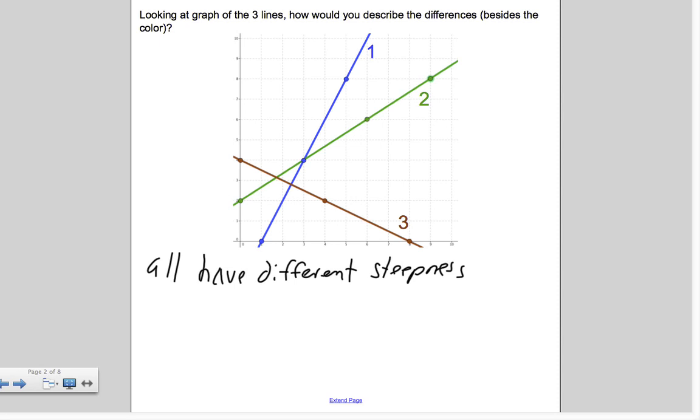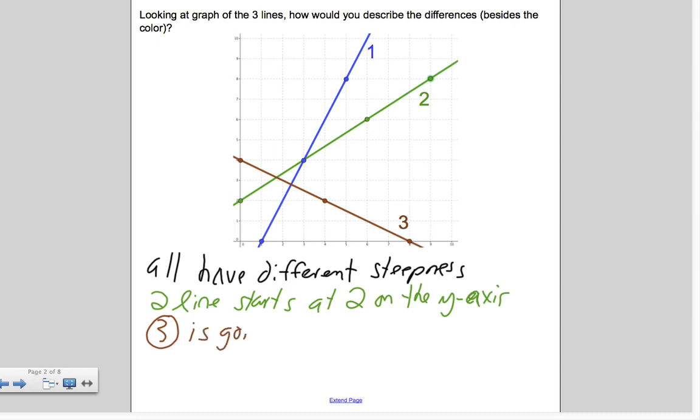Anything else? How would you describe these differences? Matthew? The second line starts at 2 on the y-axis. Okay, so the second line starts at 2 on the y-axis. Okay, anything else? How are we going to describe the differences here? Pooja? Number 3 isn't increasing, it's decreasing. Oh, so it's going down instead of up. Downward. Okay. So 3 is going down and not up.